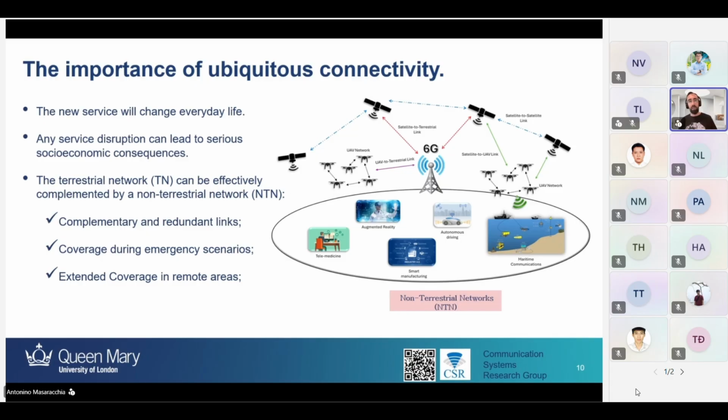We should not rely only on the terrestrial network. Recently, there has been a push to investigate how we can deploy non-terrestrial networks, which means UAV communication and further satellite communication. These are complementary and redundant links that can provide services in case of a disruption of the terrestrial network, provide coverage during emergency scenarios, and extend coverage in remote areas, like, for example, seaside communication.